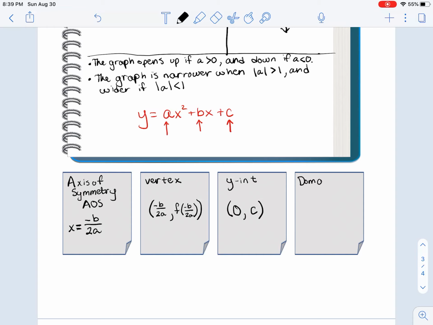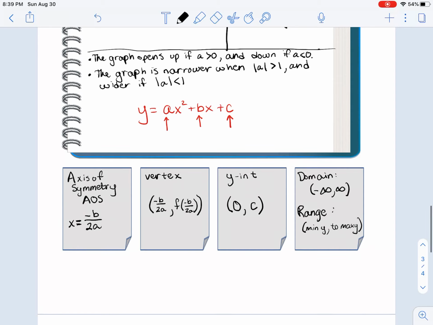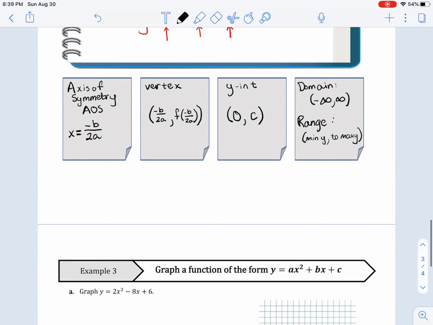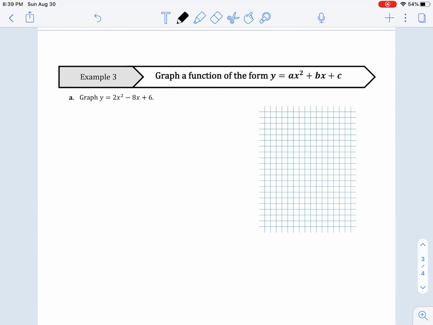And then our domain. The domain's nice. It's negative infinity to infinity. Our range is a little trickier. So the range will be our minimum y to max y. Okay, so that one is going to be a little trickier. So those are the 4 rules that we're going to be working with.